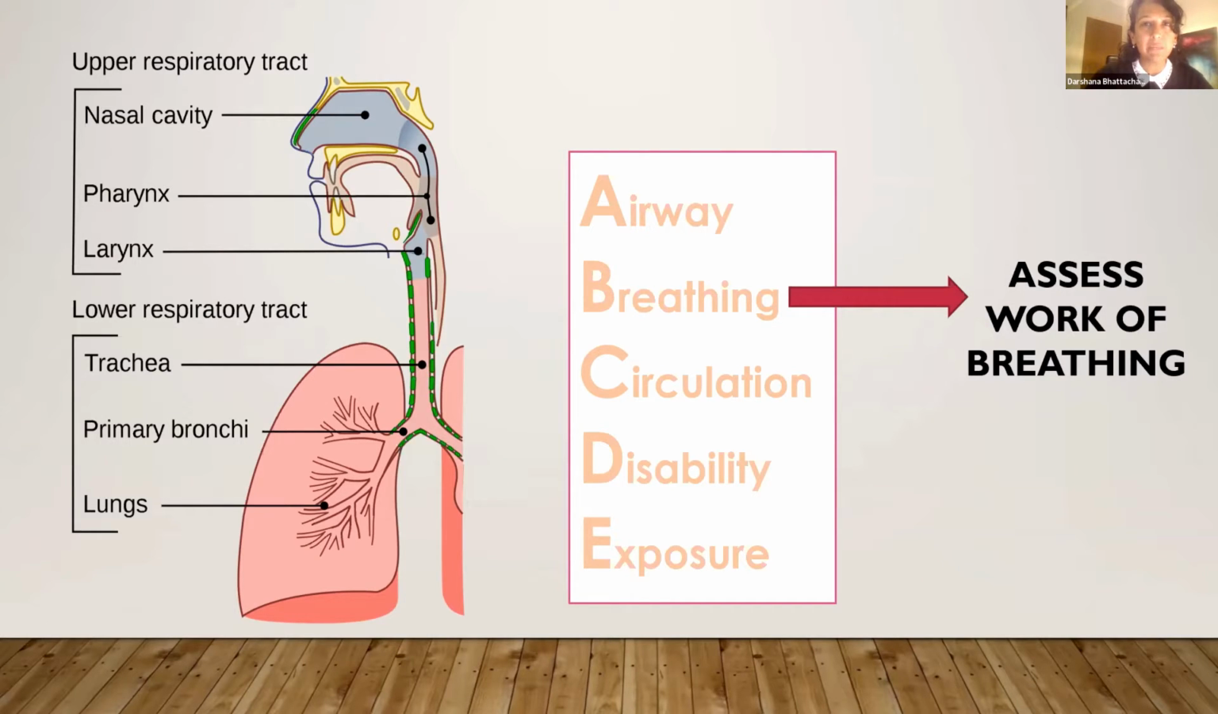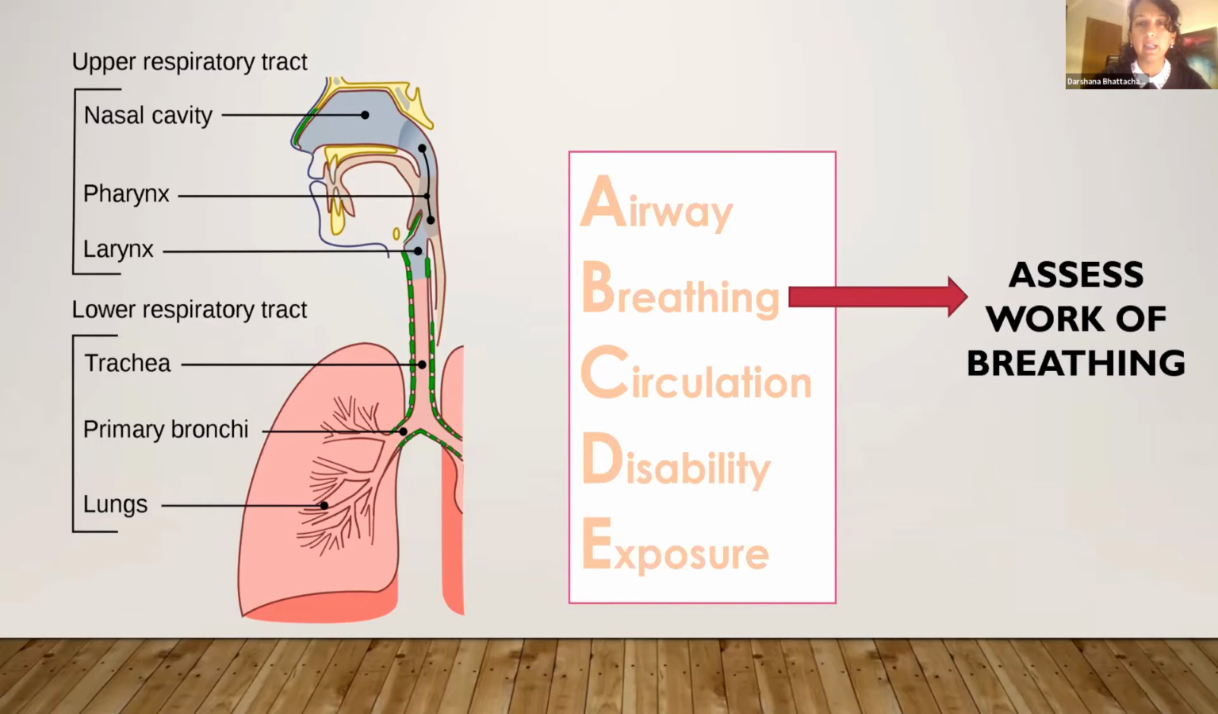Then we've got D for disability, which essentially covers their consciousness level. If children are unwell, they can appear lethargic or floppy. That's a very pediatric term. But if you can, you try and assess their consciousness level using the GCS or the AVPU score, which is whether the child is alert, responds to voice, responds to pain, or is unresponsive. And obviously, if they're unresponsive, you'll need to go back to A to make sure that their airway is protected.